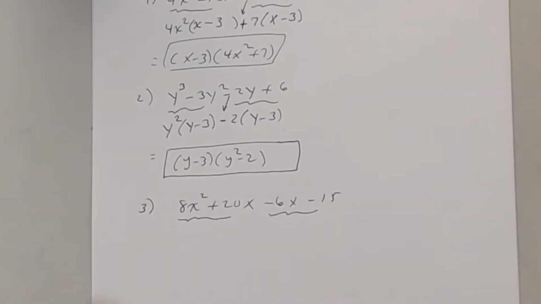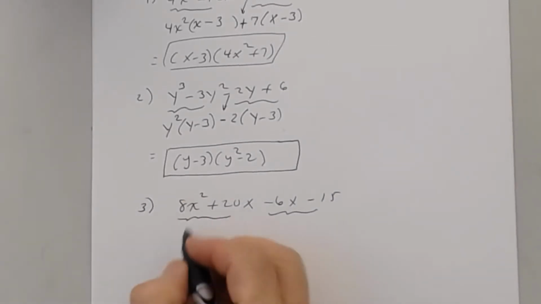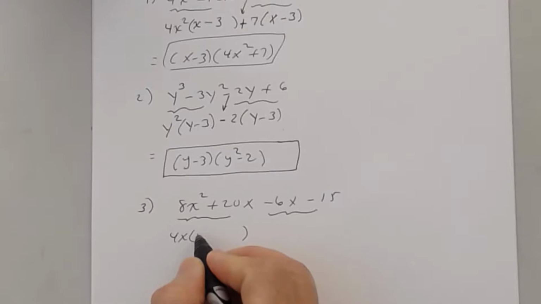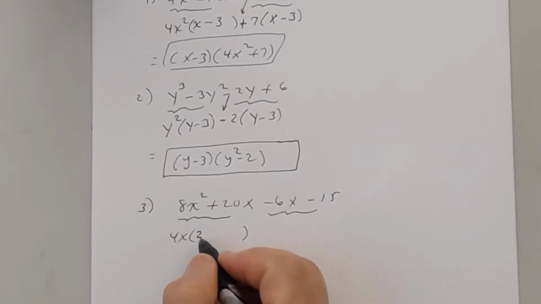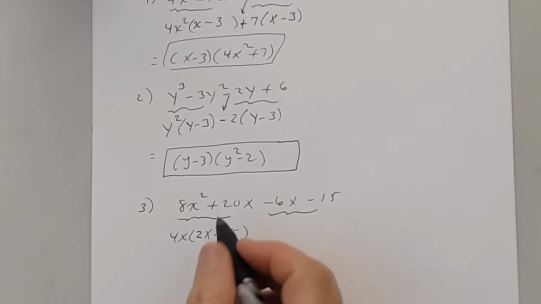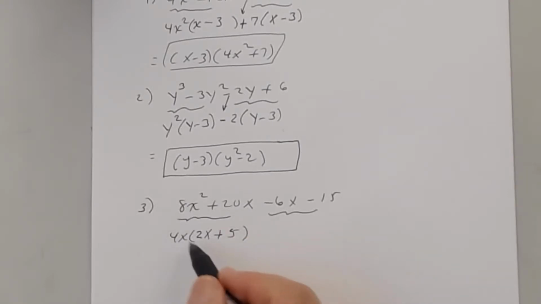From the first group, what's the GCF? 4x. 4x times what? 4x times x is 4x squared. Oh, 2x. 2x, right? 2x plus what? 5. Check yourself by distributing. 4x times 2x is 8x squared. 4x times 5 is 20x.